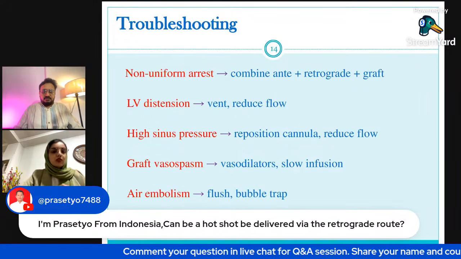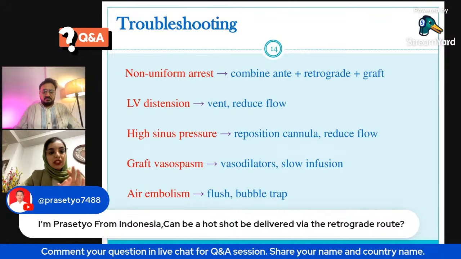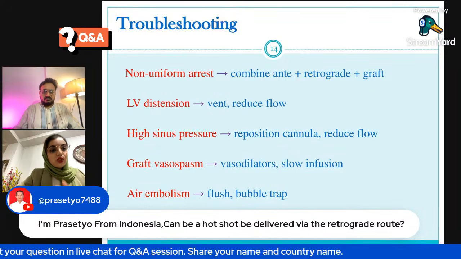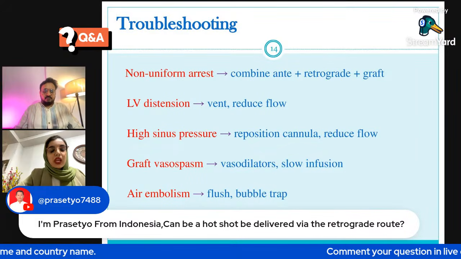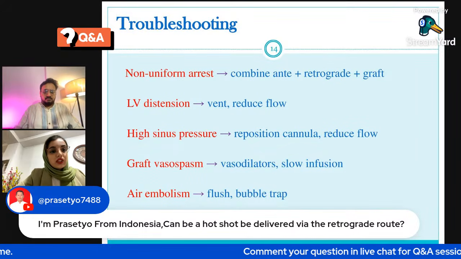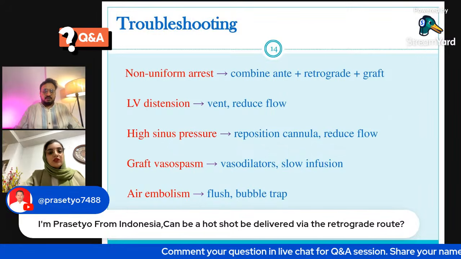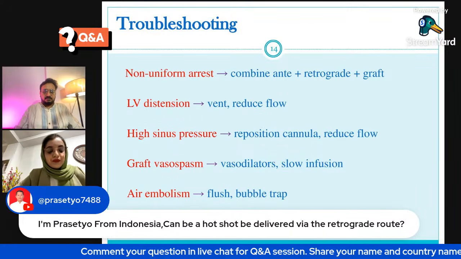I said we can deliver just via antegrade, and actually via graft. And the reason is that retrograde may lead to LV distension and less perfusion of the subendocardium.